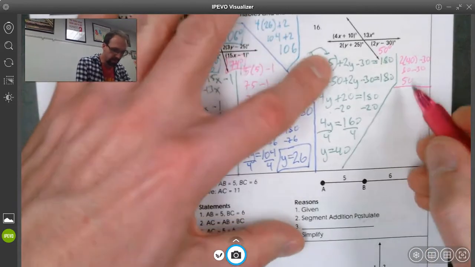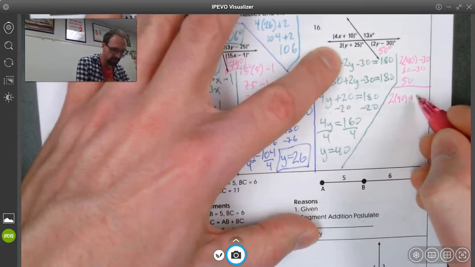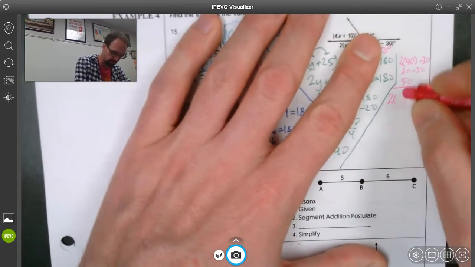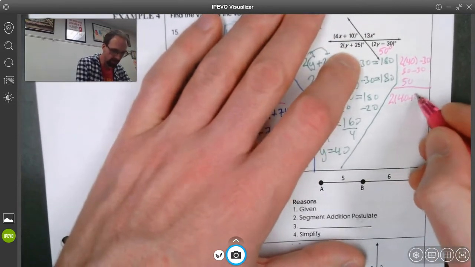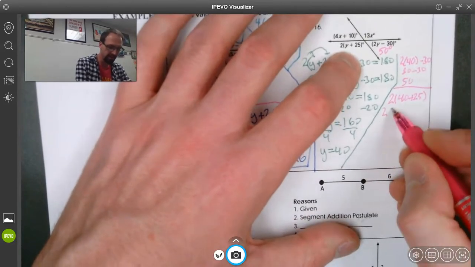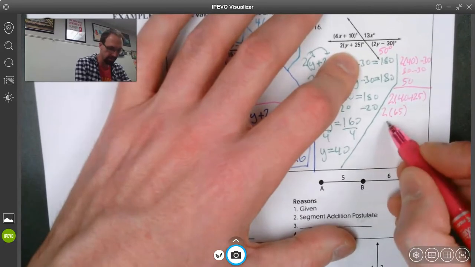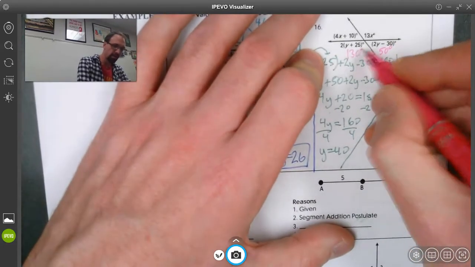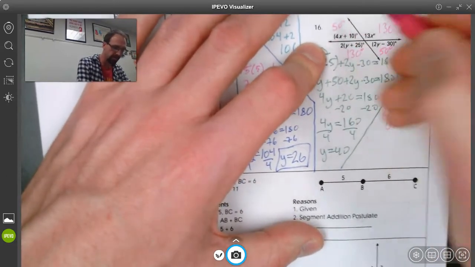And then similarly, 2 times 40 plus, make sure we get this right, 40 plus 25, there we go. 40 plus 25 is 65, so 2 times 65 is 130. So this is 130 degrees. I know then that this is also 130 degrees, and this is also 50 degrees.